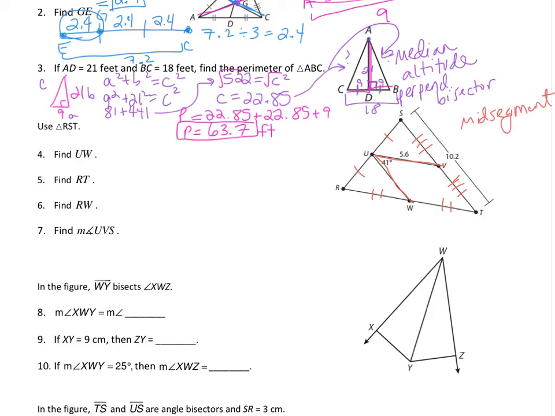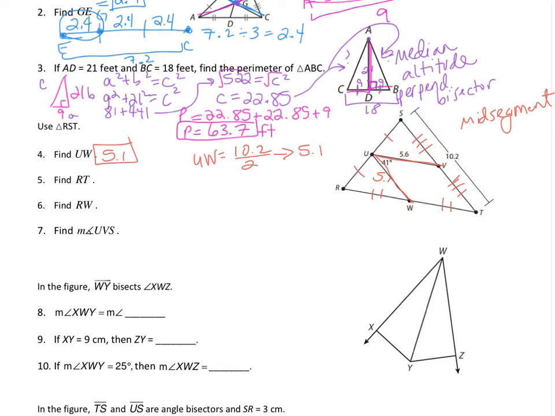And the rule we know about mid-segments is that it will be half the size of the side it is parallel to. So for the very first question, for UW, if we know ST, the side it's parallel to, is 10.2, we can divide that by 2, and that would give us UW. So UW is going to be 5.1.